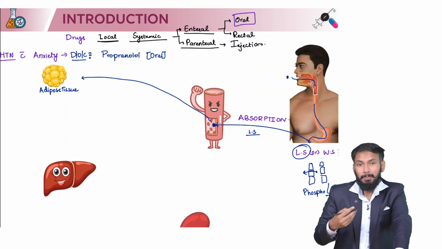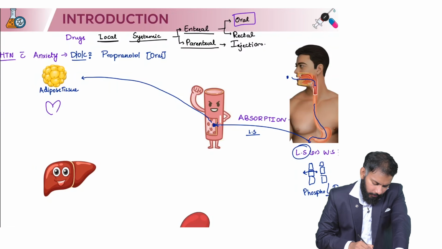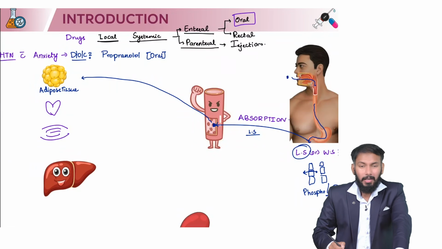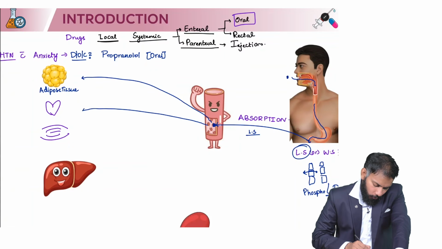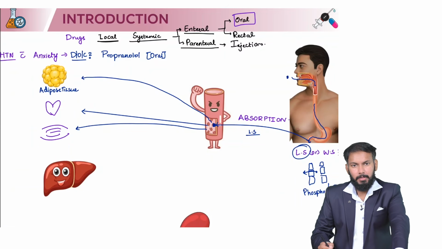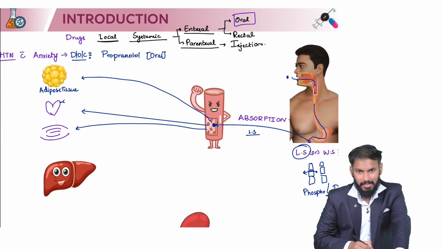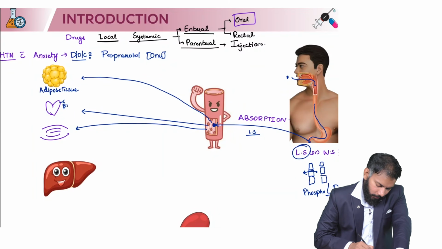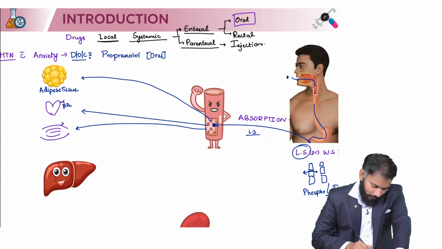Now, what are the important organs for us? That is what we are going to see now. Let us suppose this is the heart and this is skeletal muscle. The drug is going to all the organs, I accept. The drug is also going into the heart, and it will also go into the skeletal muscle. On the heart, we have a receptor that is known as the beta receptor. Again, on the skeletal muscle, we have a beta receptor.